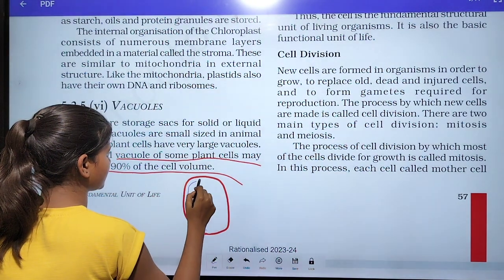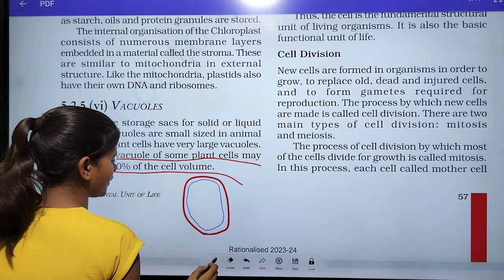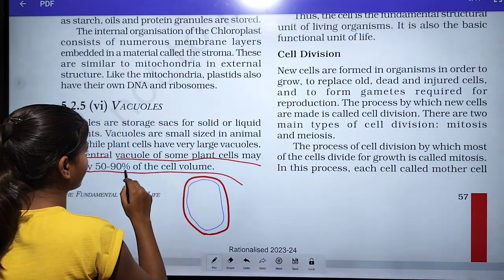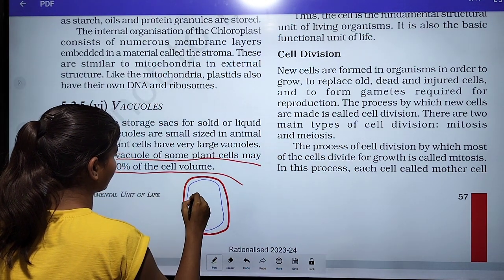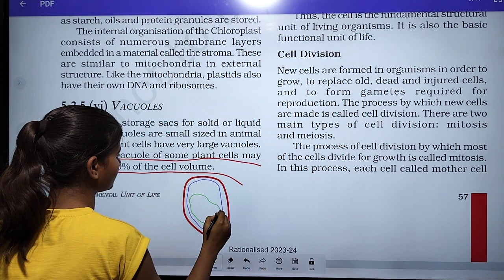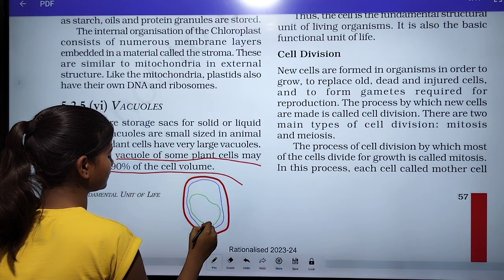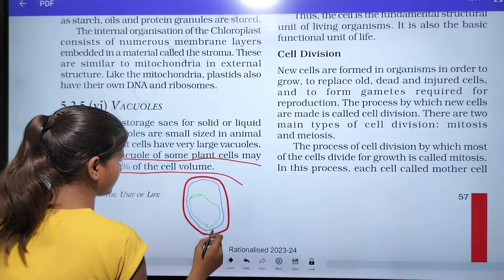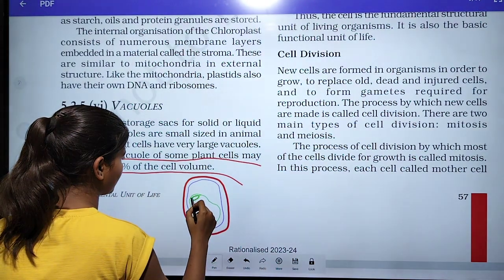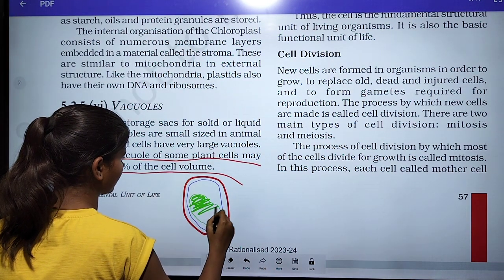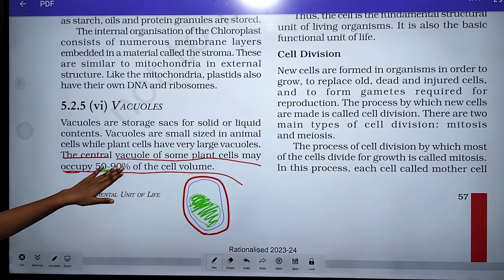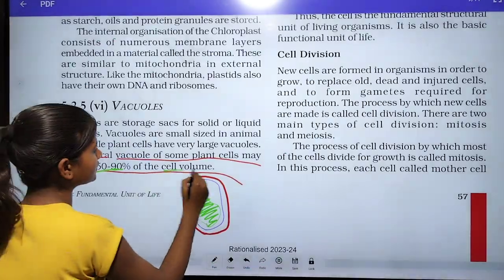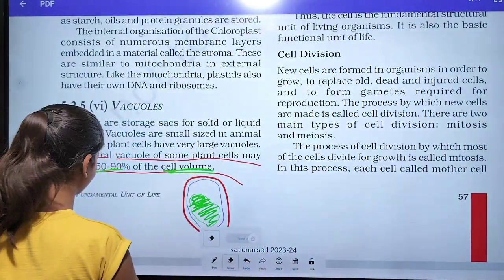Suppose this one is a plant cell. In some plant cells, the vacuole may occupy 50 to 90% of the cell volume. Suppose this one is the vacuole.